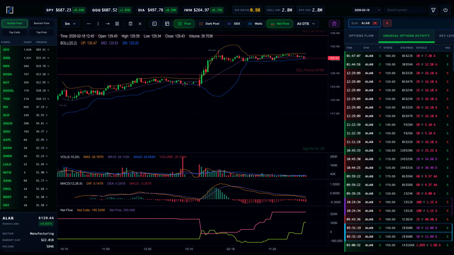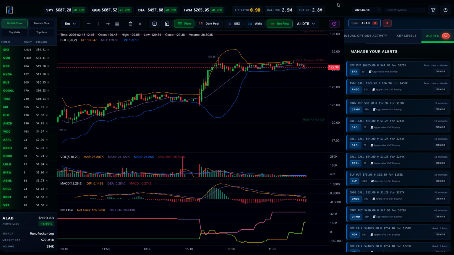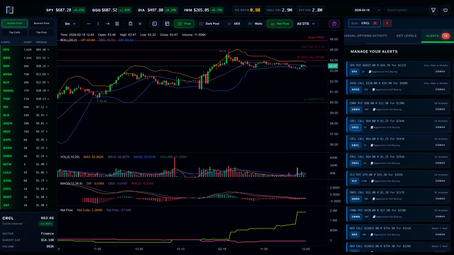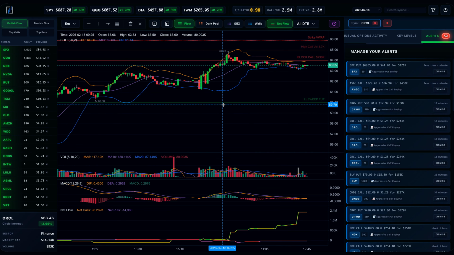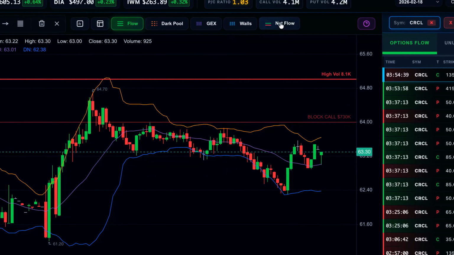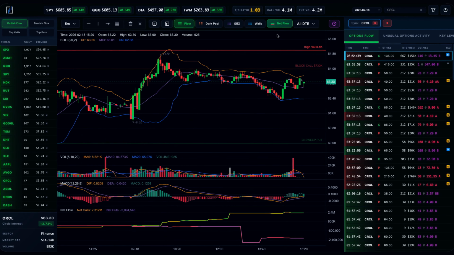If we have custom alerts set up, our alerts appear in the Alerts panel. When an alert triggers, such as a big trade in a symbol we are watching, it will show up here. For the symbols we pick, we also get a price chart. We can zoom in and change the time frames. We can add net flow in the chart using the net flow button, as mentioned before.